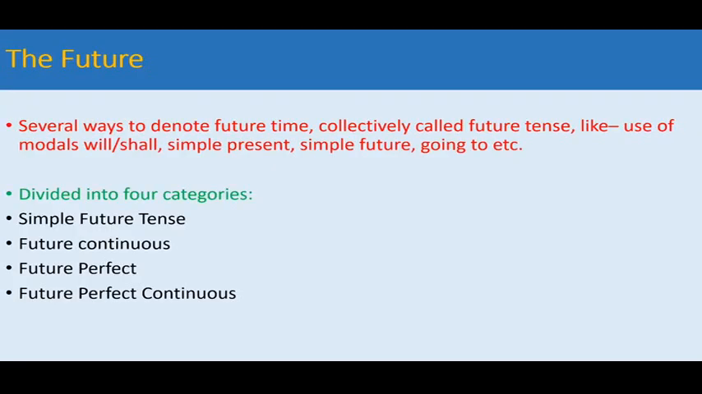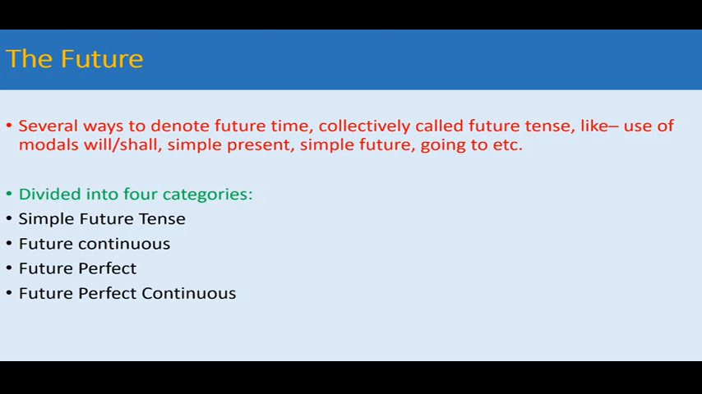Another example of past perfect continuous is: when Mr. Mukherjee came to the school in 1995, Mr. Anand had been already teaching there for 5 years. So this is all about the past tense.